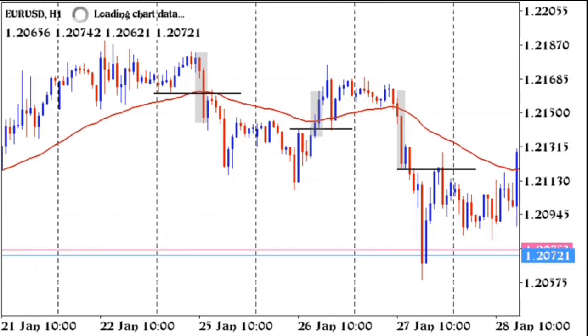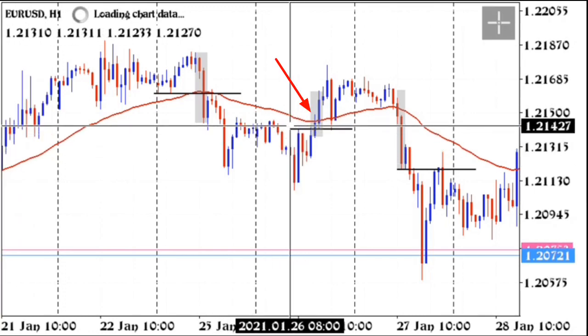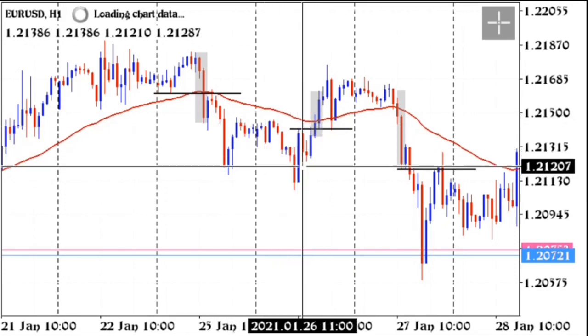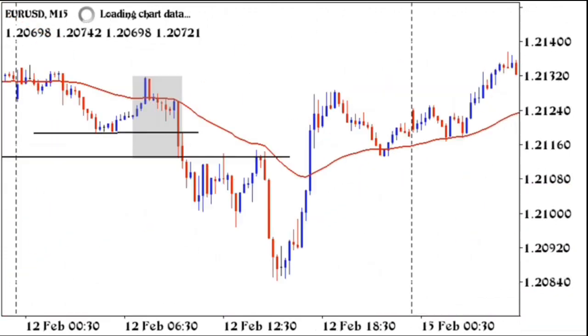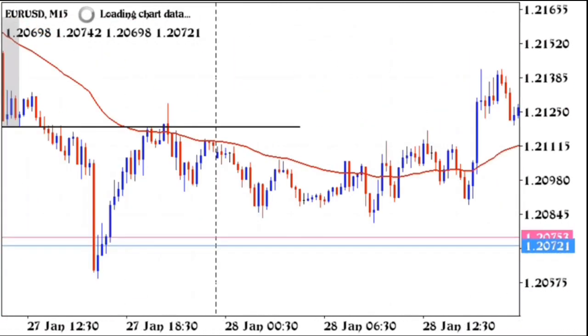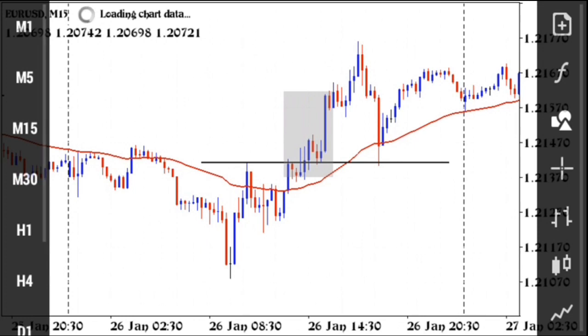So here you can see a bullish candle closing above 50 moving average. What do you do? Go back to the 15 minutes time frame. That occurred on the 26th of January. So 15 minutes time frame, 26th of January. You can see it here. The rectangle marking the H1 candle that closed above 50 moving average on the H1 chart.